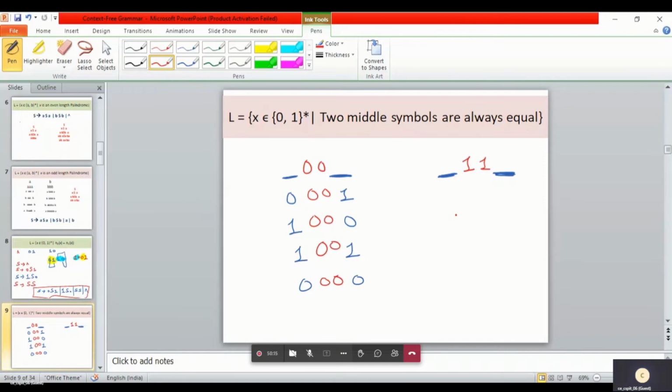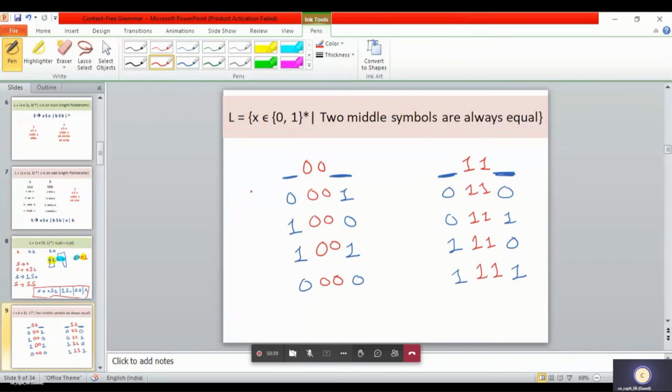Similarly, for this 1,1, I will append 0 and 0. I can append 0 and 1. I can append 1 and 0. I can append 1 and 1. And here I will put 1,1. So you can see that this 1,1 is still in the middle position and the two middle symbols are equal.